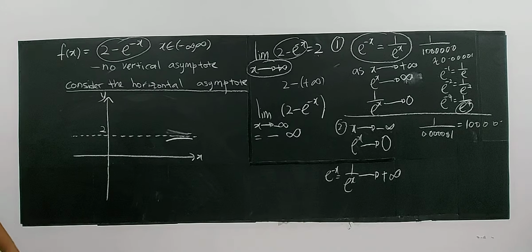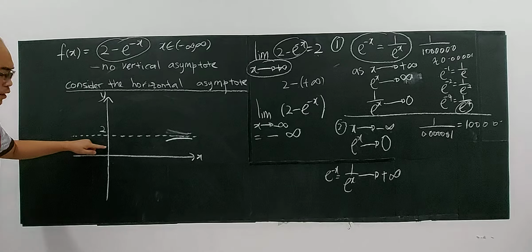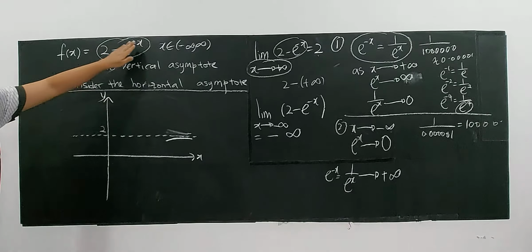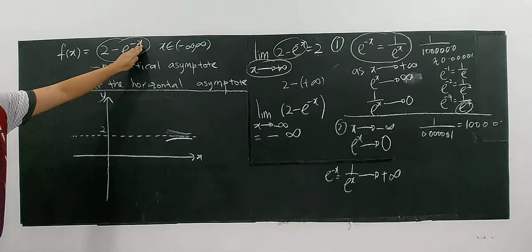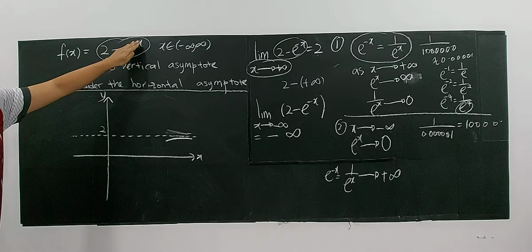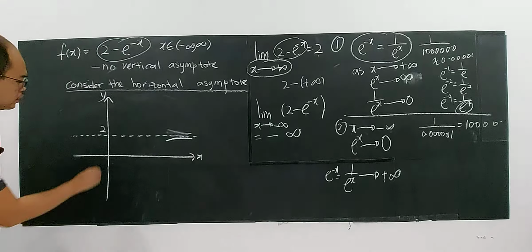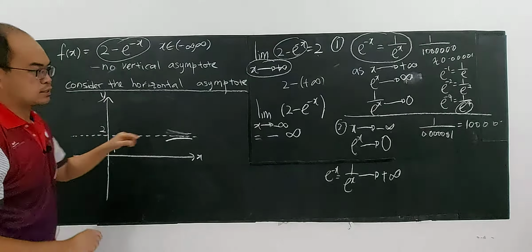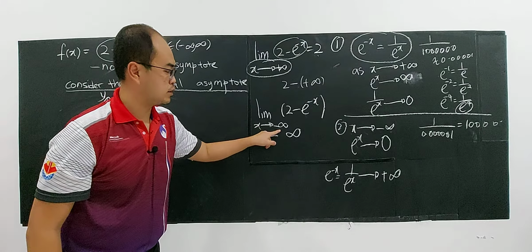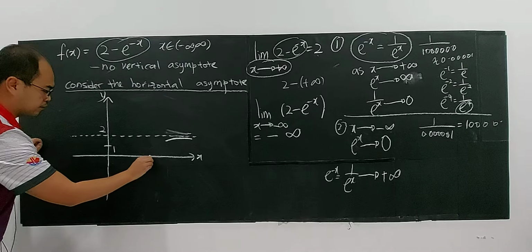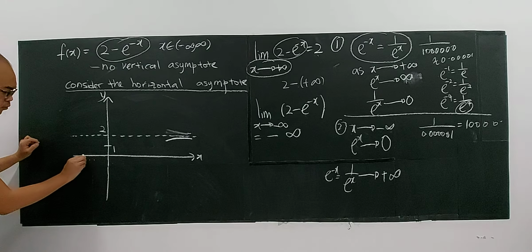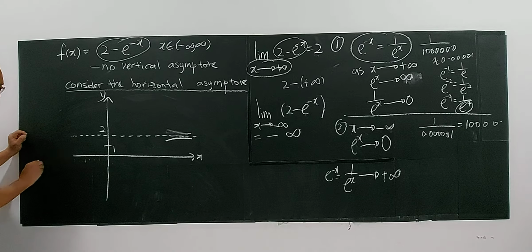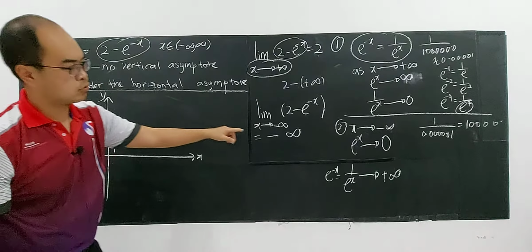So, let's find the y-intercept first. For the y-intercept, x is 0, right? So x is 0, so e to the power of 0 is 1. So 2 minus 1, you're getting 1, right? So you know the curve will be going this way, because as x goes to negative infinity, as it becomes more negative, negative 1, negative 2, negative 10,000, the graph will be going to negative infinity.